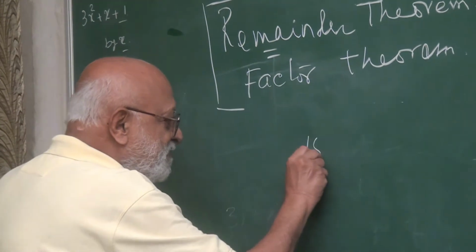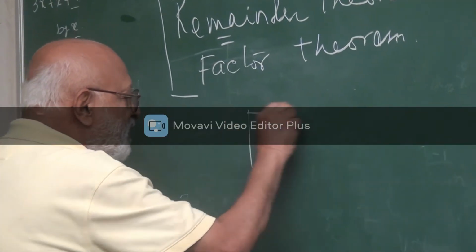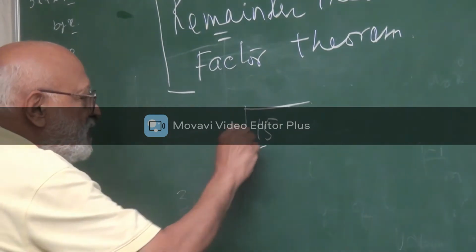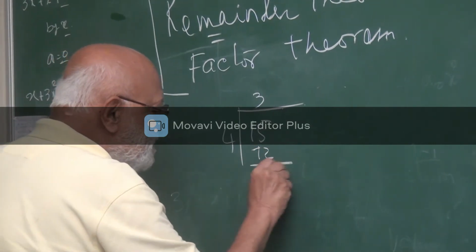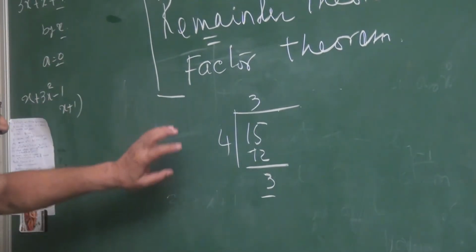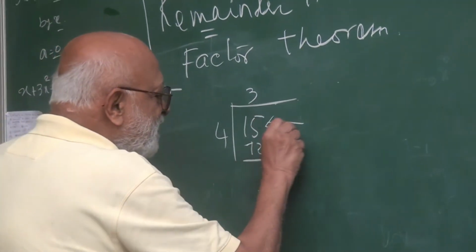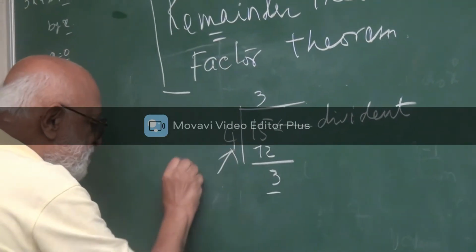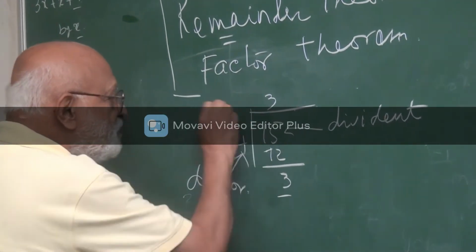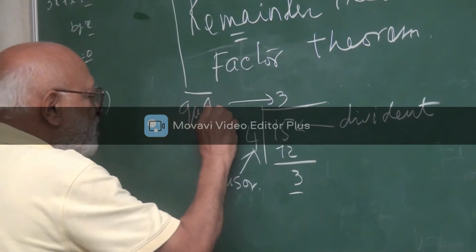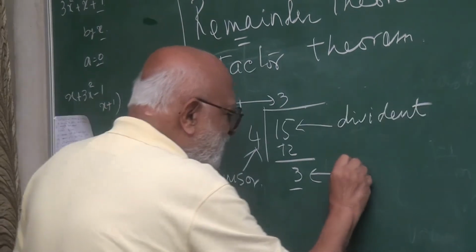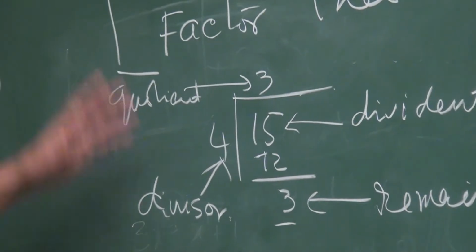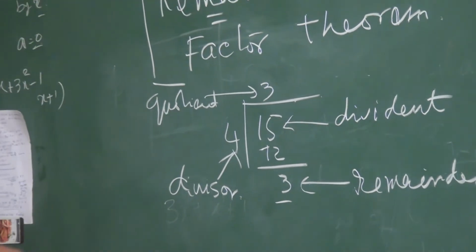Let us take 15 and divide it by 4. It's very easy, right? 3 into 4 is 12, and so this is 3. In terms of names, this would be the dividend, this the divisor, this the quotient, and this we call the remainder. You are all familiar, class 4, you have done it. So there is nothing in this.